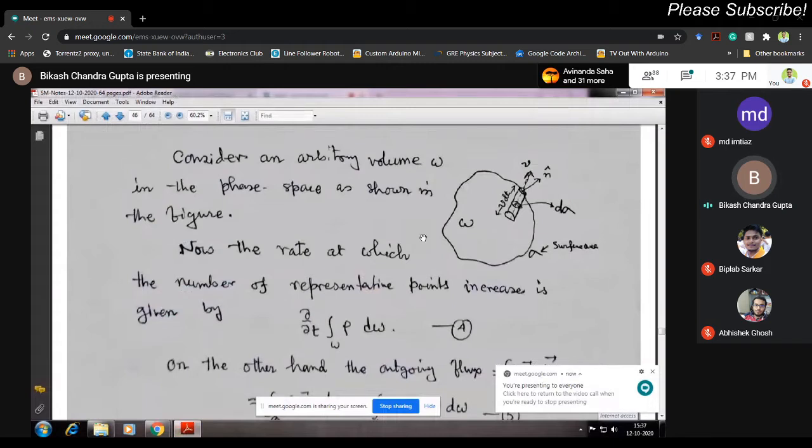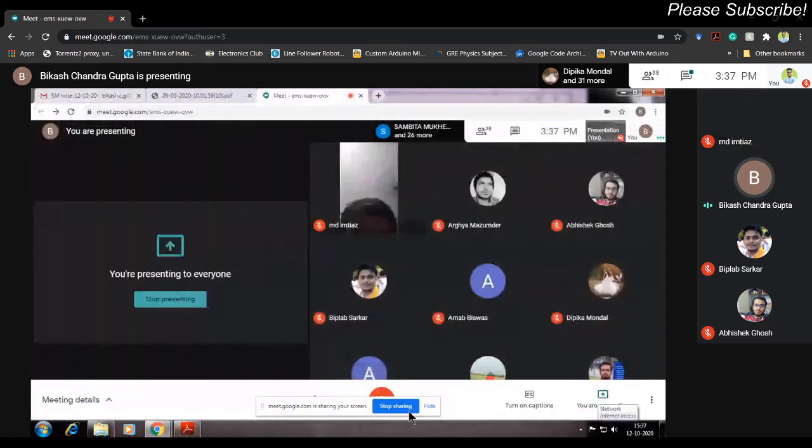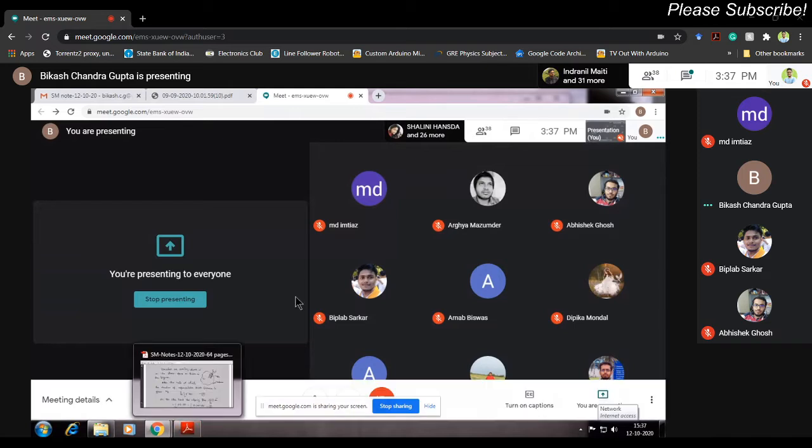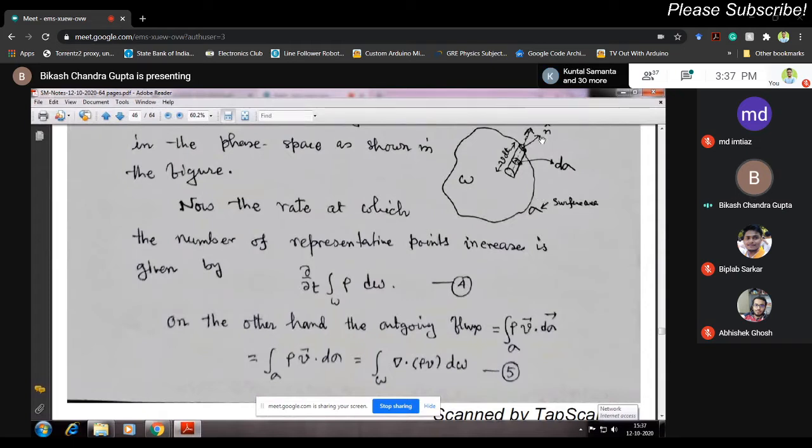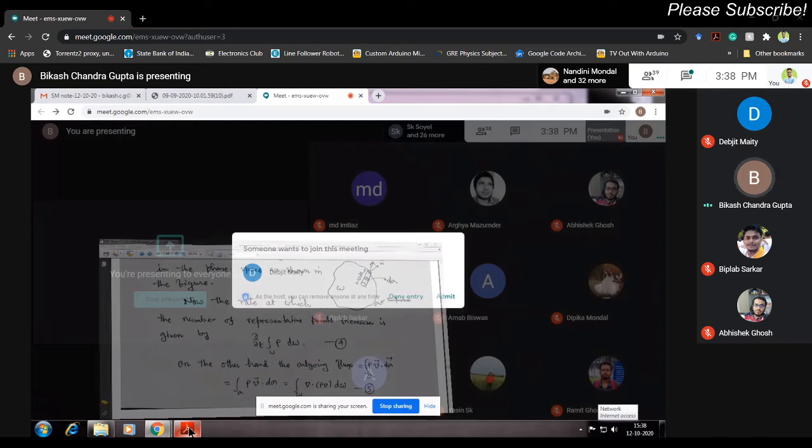Okay, so basically we talked about how we assume the conservation of these representative points in the space because there is no source, no sink, as the Hamiltonian probably is Hermitian, and there is no imaginary term. Therefore, the rate of increase, whether inflow or rate of decrease, would be equal to the flux outside, that is, the representative points moving out.